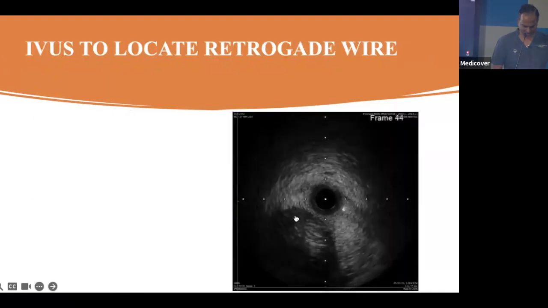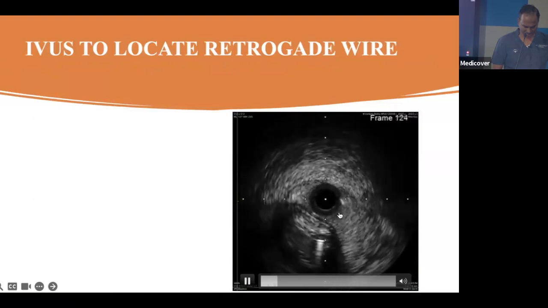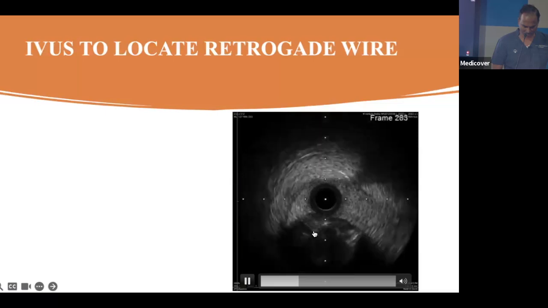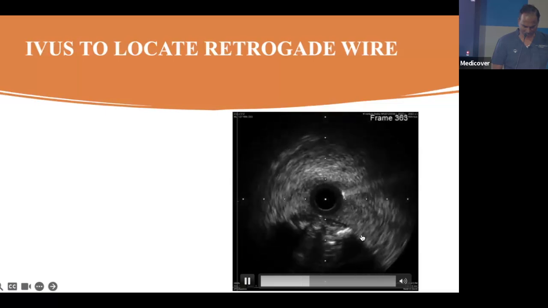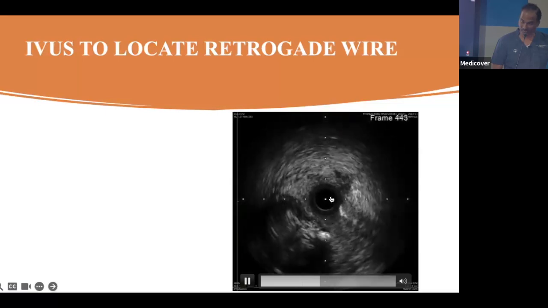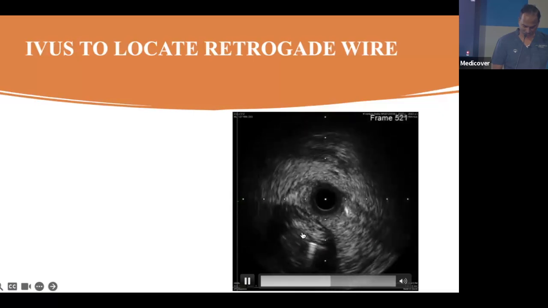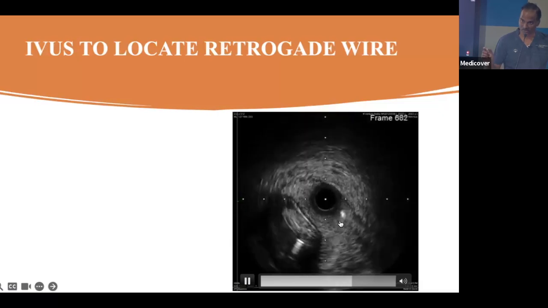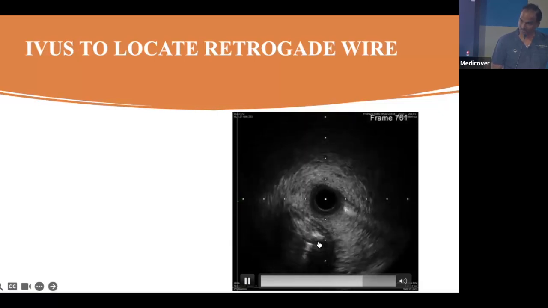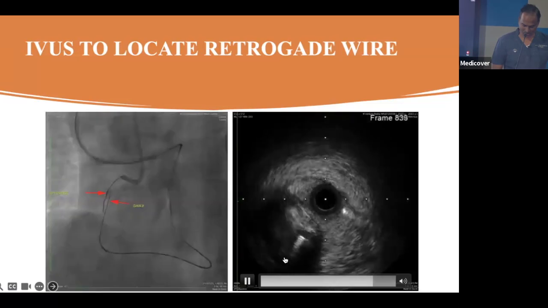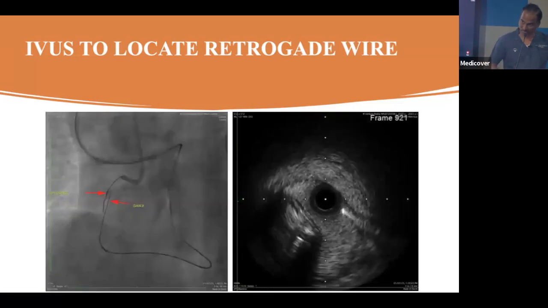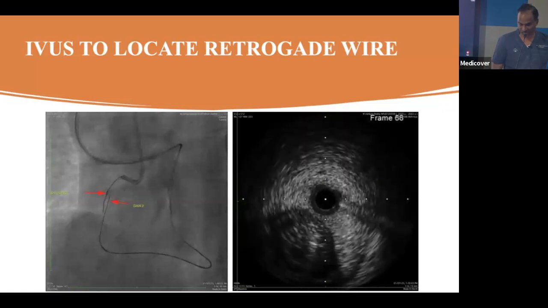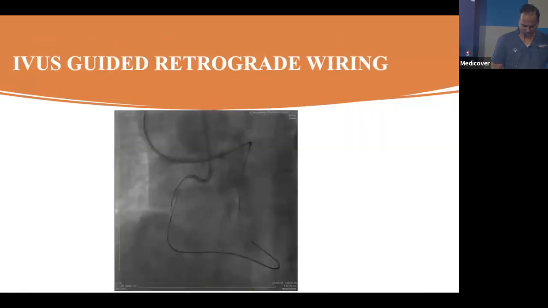Then we did an IVUS. You can see here, my antegrade wire is in the subintima. This is the retrograde wire, and the retrograde wire is actually in the true lumen. The antegrade wire is in the subintima. So now, if you want to bring the retrograde wire to the subintima, you have to penetrate across the flap, or you can just do IVUS-guided retrograde wiring. You just send the wire and keep watching in IVUS, and take it back into the true lumen, right? So that's another thing which can be done.